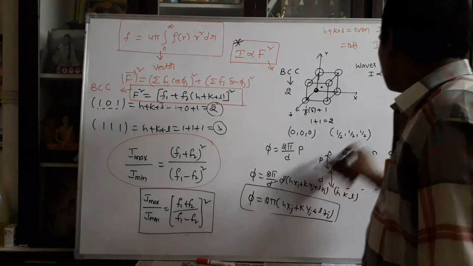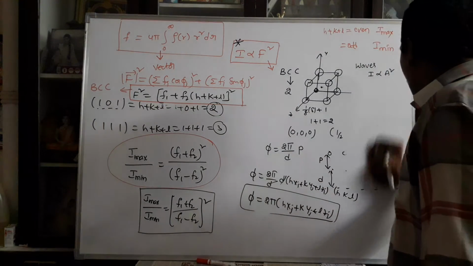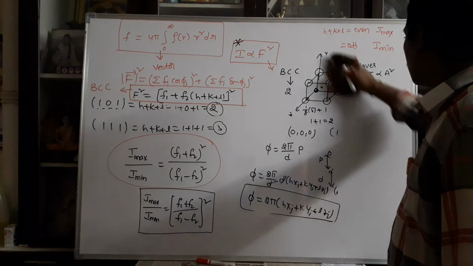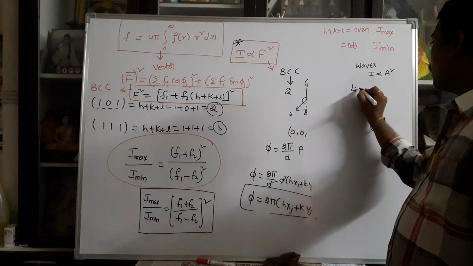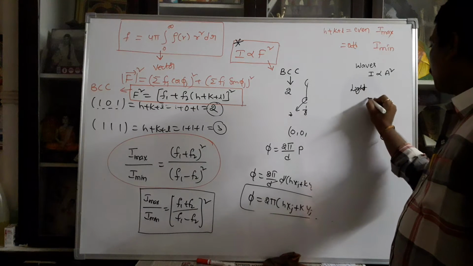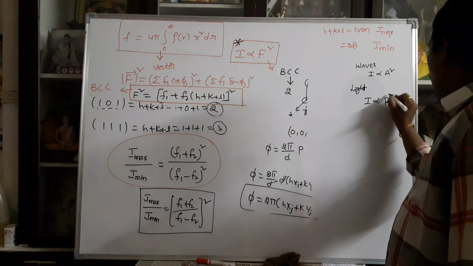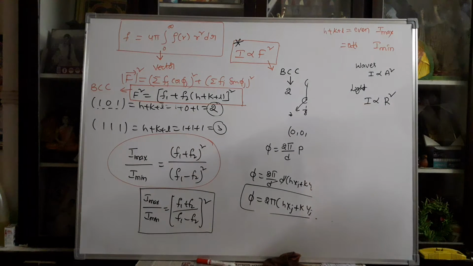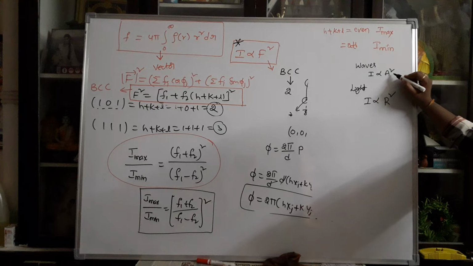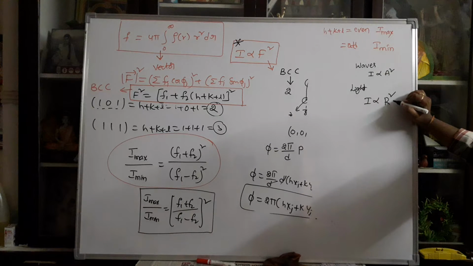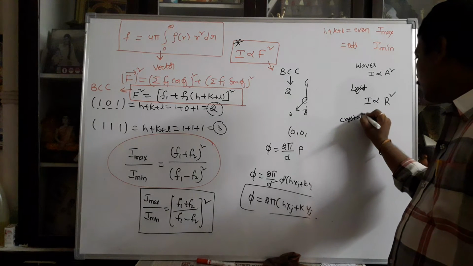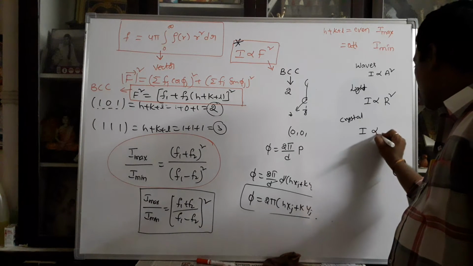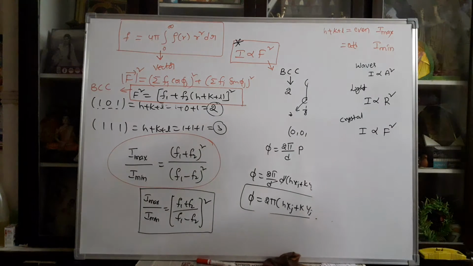First one, at the intermediate level. From the optics point of view, particularly degree second paper optics, nothing but in light, intensity is directly proportional to R square, the square of the amplitude. Here also, A is in terms of waves, and R is in terms of light. So according to the crystal, intensity is directly proportional to F square.